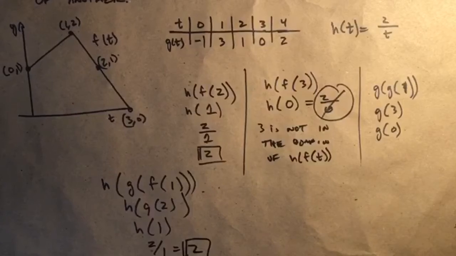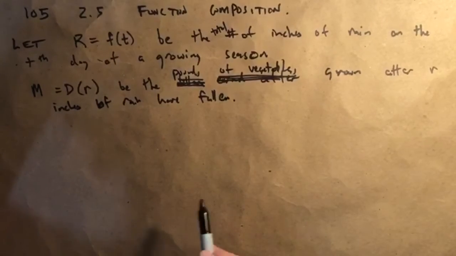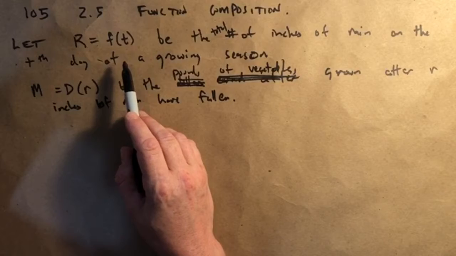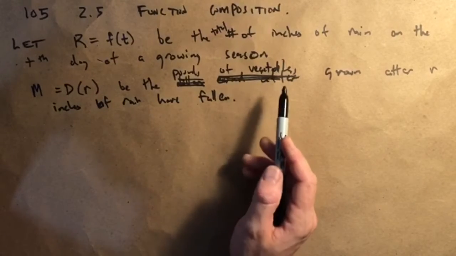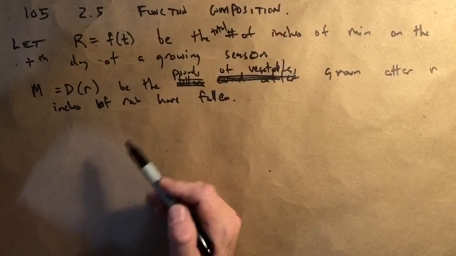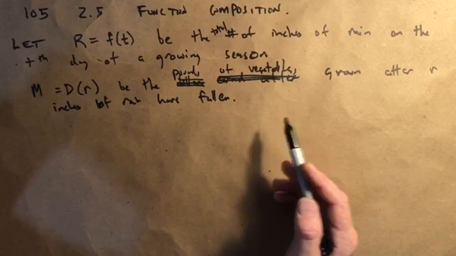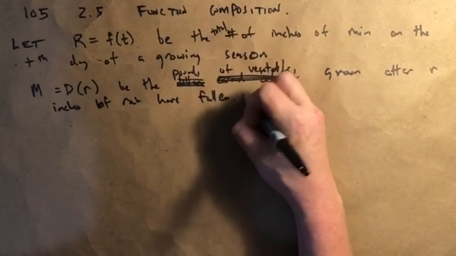So we're going to continue our 105 discussion in section 2.5, function composition. I've made 2 functions for us. We have R equals F of t, and that's going to be the total number of inches of rain on the 10th day of a growing season. And we'll let M equal D of R be the number of pounds of vegetables grown after our inches of rain have fallen in a season.